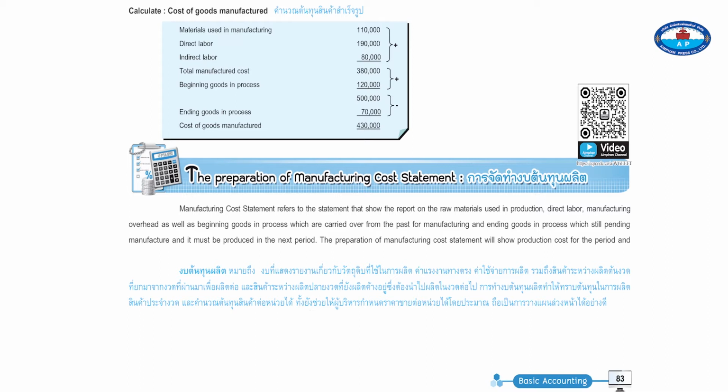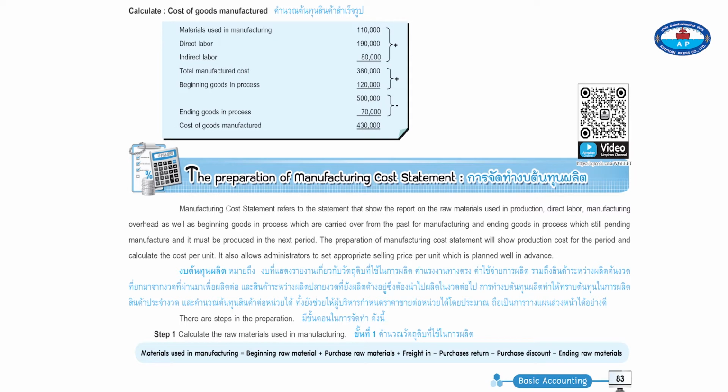It also allows administrators to set appropriate selling price per unit, which is planned well in advance. The preparation of manufacturing cost statement will show production cost for the period and calculate the cost per unit. There are steps in the preparation.